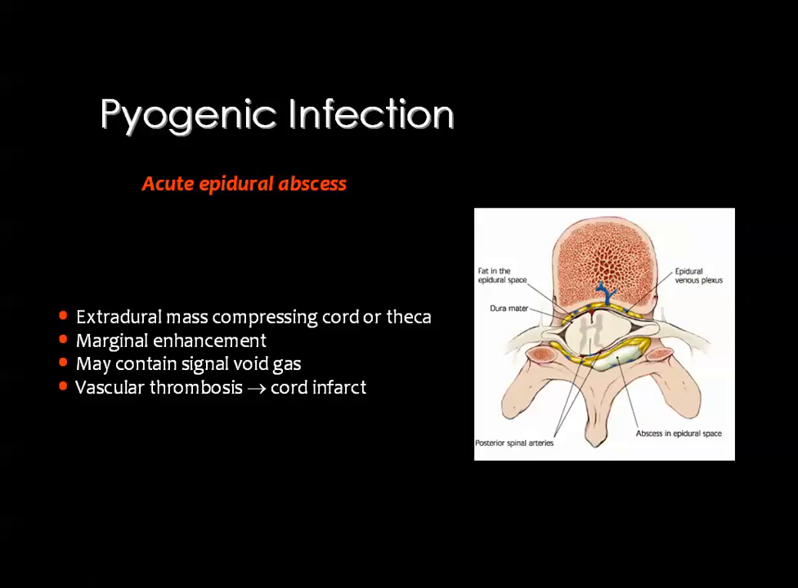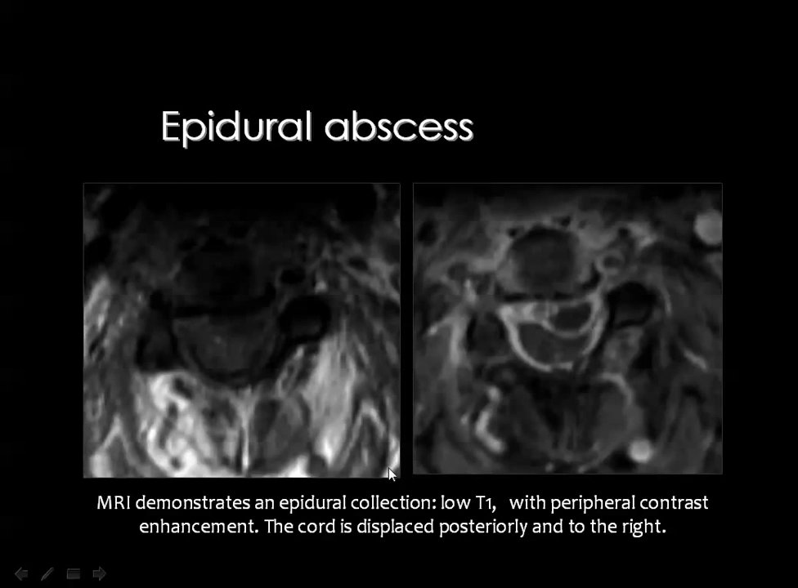Then extension of the inflammatory process inside the spinal canal may result in epidural or subdural abscesses, and the intraspinal abscess is almost similar to any abscess elsewhere in the body. There is a lesion which shows uniformly enhancing margin, as you can see here. This is T1 weighted image and this is T1 post contrast. This is the spinal cord and this is the abscess.